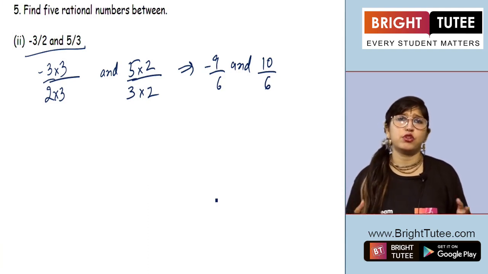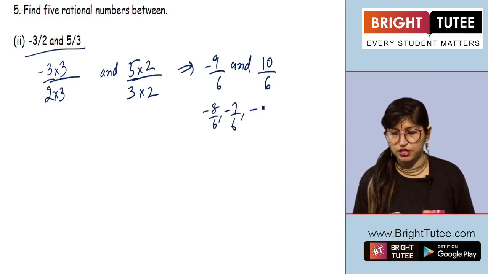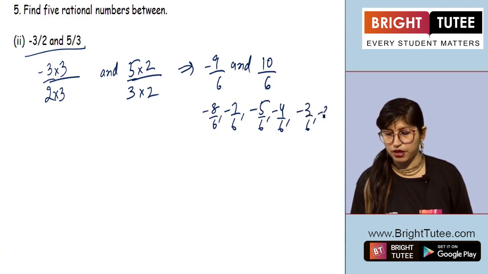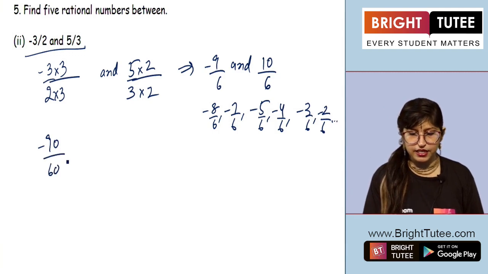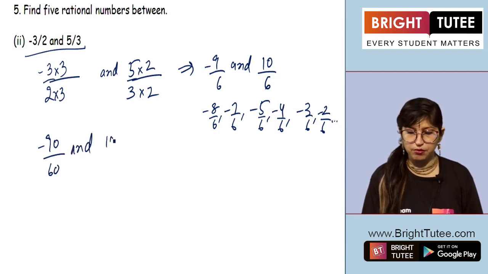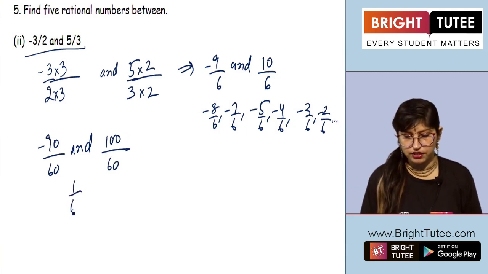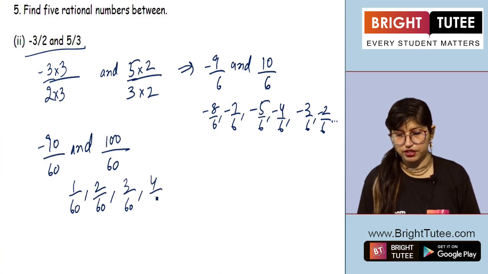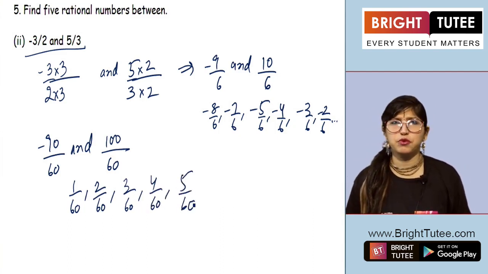But if you need to multiply it by 10, then only would you be getting the same answer. So we can write it down: minus 8 by 6, minus 7 by 6, minus 5 by 6, minus 4 by 6, minus 3 by 6, minus 2 by 6 and so on. Or we can multiply it by 10 and we can write any 5 numbers between this. So we can write 1 by 60, 2 by 60, 3 by 60, 4 by 60, 5 by 60. So you can get infinite numbers between two rational numbers.